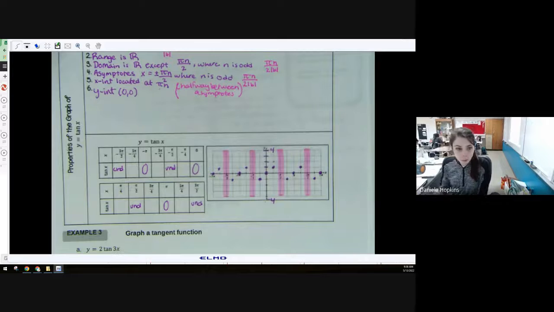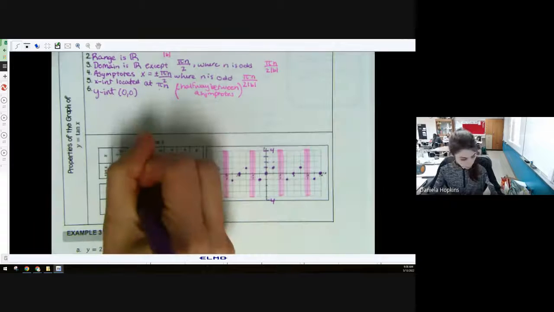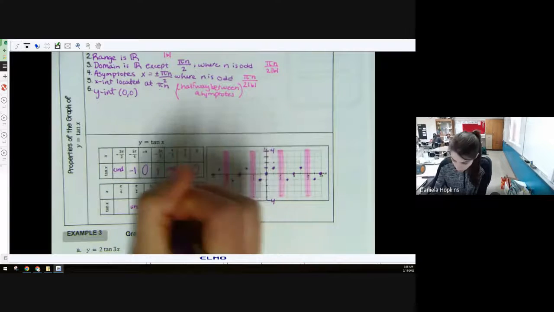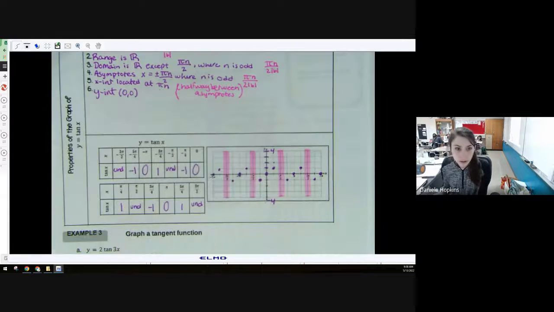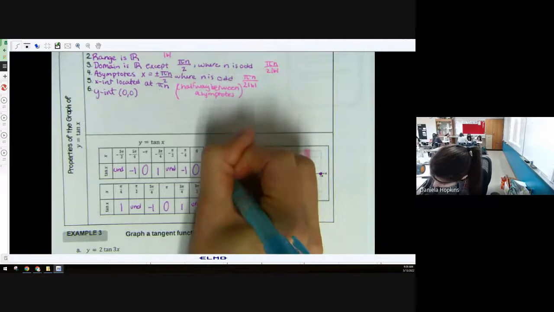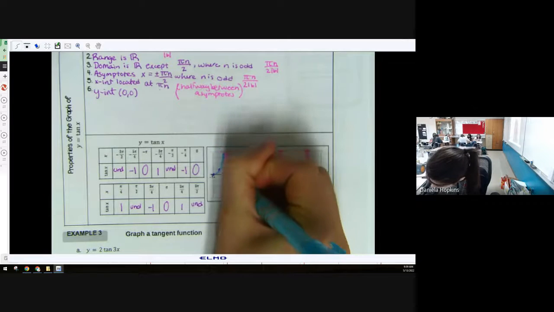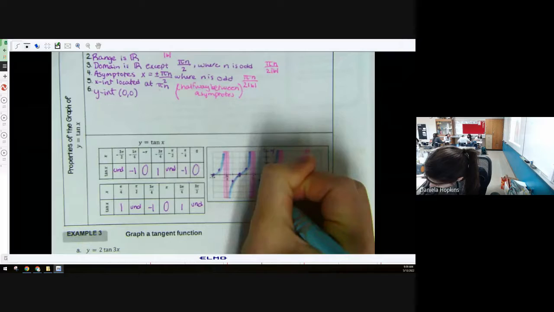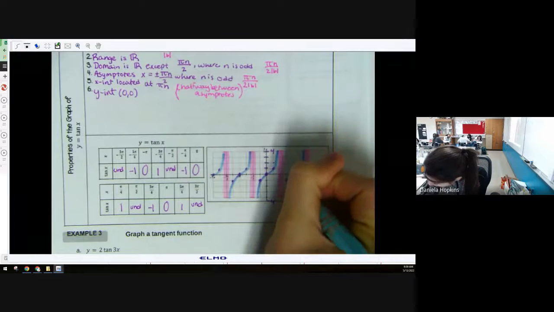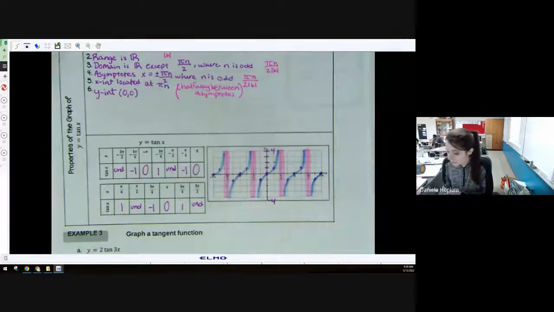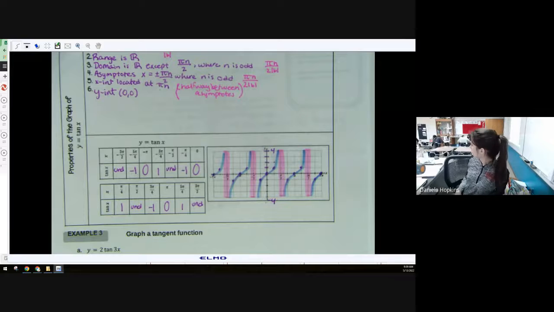All right, so that's all our points. So if I fill in my table after the fact, because why not? This would be negative 1, 1, negative 1, 1, negative 1, 1. And again, normally we don't have a table. Try and make these curvy, because they're not just straight lines. They look something like that. Okay, and that's a tangent function. Not as much fun to graph as sine and cosine, but still a nice pattern to see if you are a pattern person.